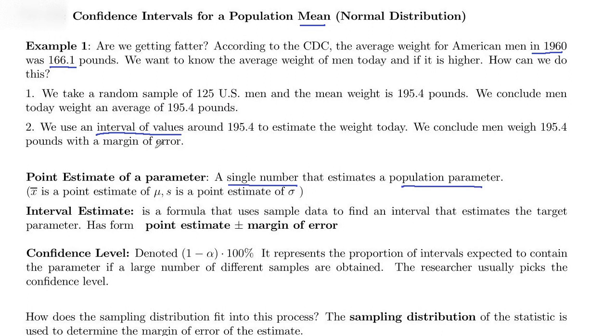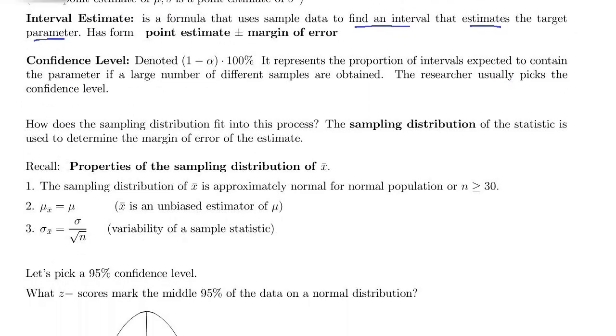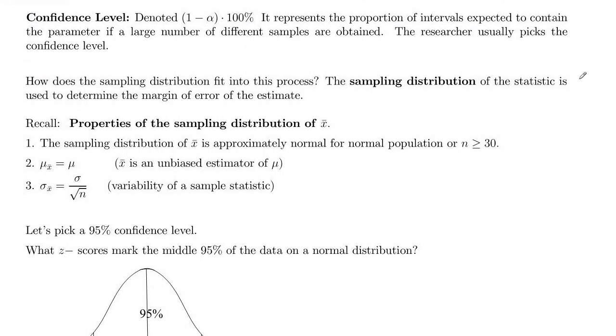The second method is what's called an interval estimate, which is going to be a formula that uses our sample data, and it's going to find an interval that estimates that target parameter. And it's going to have the form of the point estimate plus or minus a margin of error. So what we need to find out is, how do we get that margin of error? Well, we first have to specify what's called a confidence level. So how confident are we going to be of our estimate?